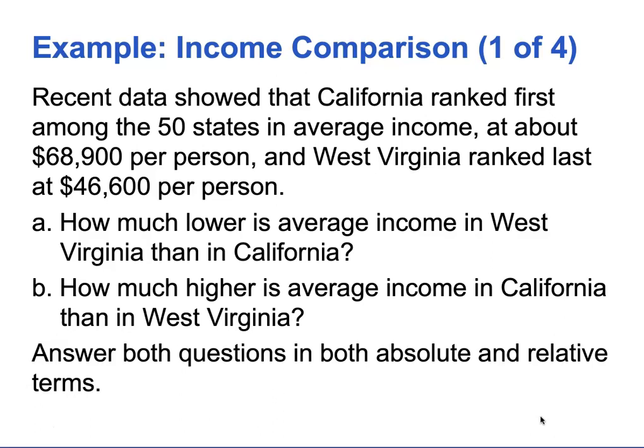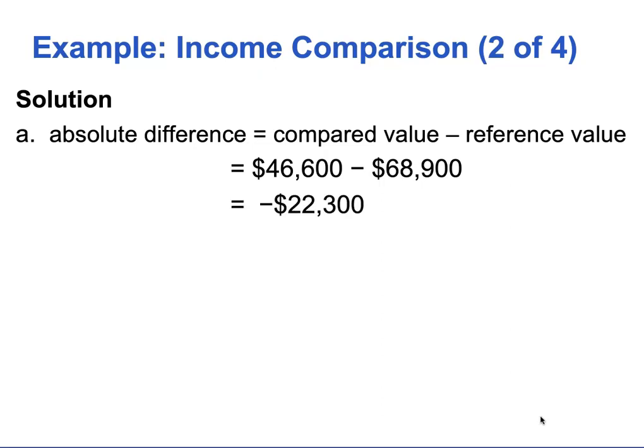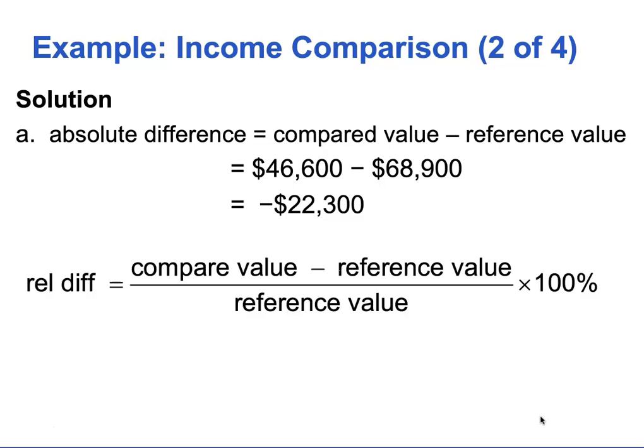A, how much lower is the average income in West Virginia than California? B, how much higher is the average income in California than in West Virginia? Answer both questions in absolute and relative terms. So you're going to have 2 answers for each one. So in A, your absolute difference is your compared value minus your reference value: 46,600 minus 68,900 would give you a negative 22,300.